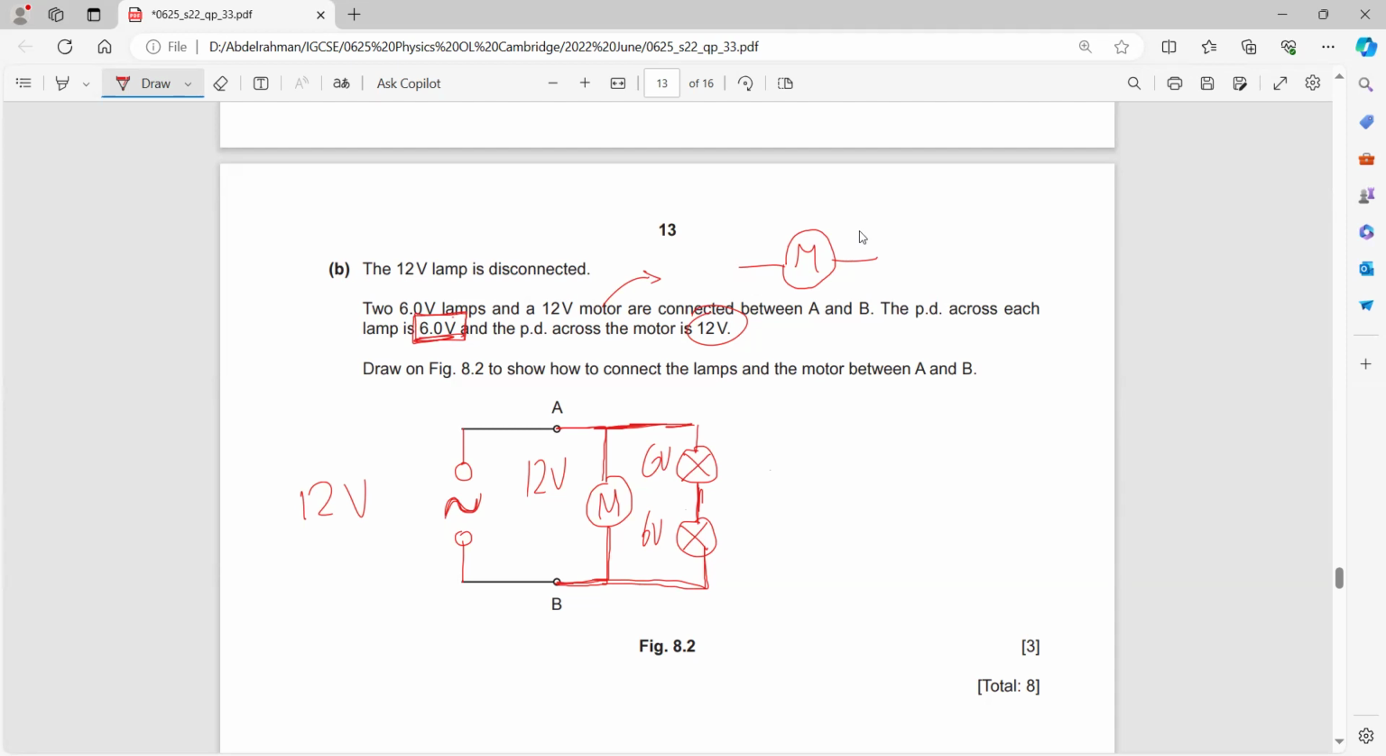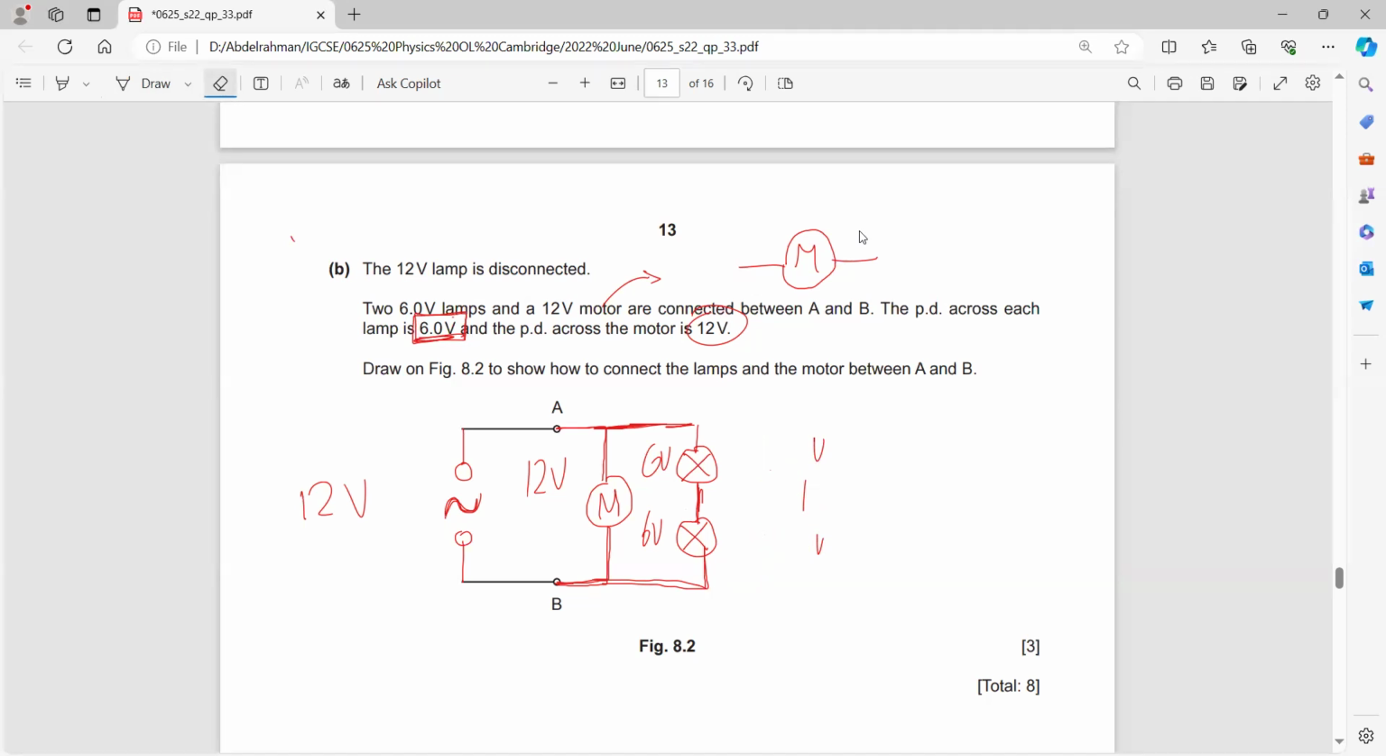If I had, for example, 3 lamps, do not draw this, what would have happened? Each lamp would have received 4 volts, because the total voltage of 12 volts would have been divided onto each lamp. 12 divided by 3 is 4 volts. But the correct one is that we have 2 lamps, and each lamp will receive 6 volts.